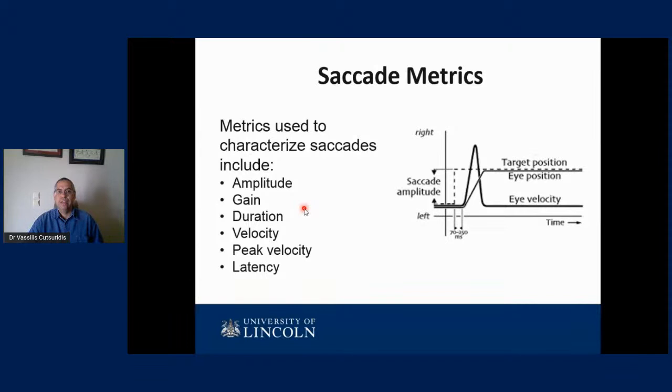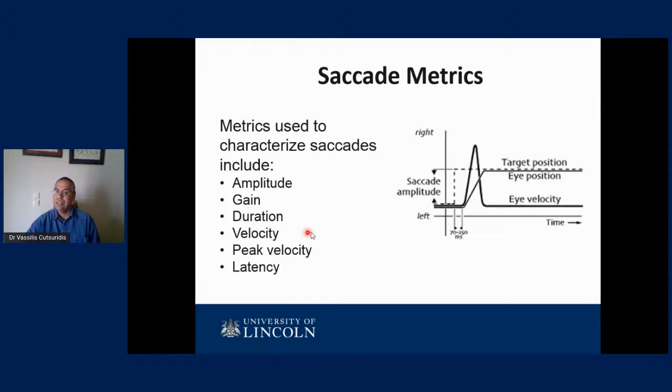Now, there are different characteristics of saccades, different metrics. For instance, there is the amplitude: how many degrees the eye moved from the starting position all the way to the end position. So the difference between this point and that point is the saccade amplitude. Then there is the gain, and the duration: how long it took for the eye movement to go from the starting position all the way to the end position.